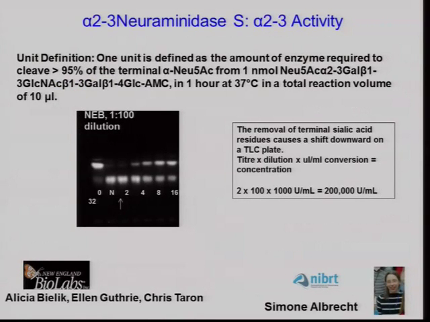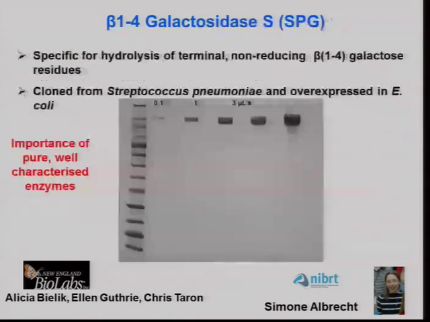So this is just some data from the alpha-2,3 neuraminidase. And the same with the galactosidase. Now this is really clean. This is SDS here. It's got a little bit of other stuff, but really very little.